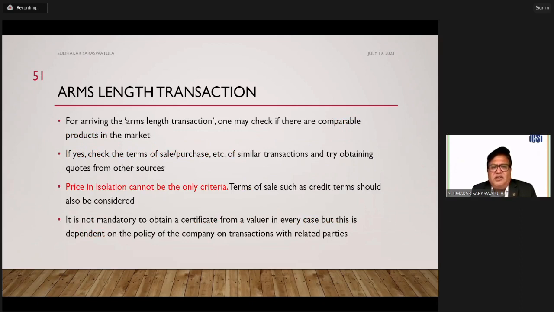If yes, check the terms of sale and purchase, etc. of similar transactions and try obtaining quotes from other sources. Price in isolation cannot be the only criteria. Terms of sale, such as credit terms, should also be considered.